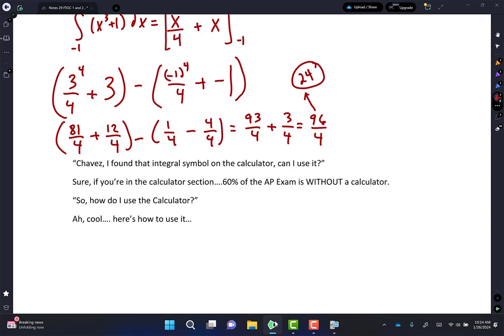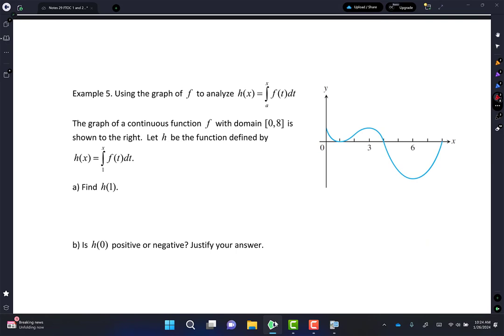Try to do it by hand at first, guys. 60% of your exam is without a calculator, so try to get good at it. You'll see we'll have moments where you need a calculator, but for now, let's not. Okay, we're almost done. I think this is the last page. We are so close. We can probably do 75% of the exam now.